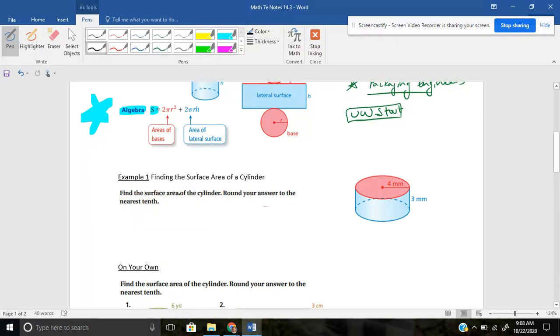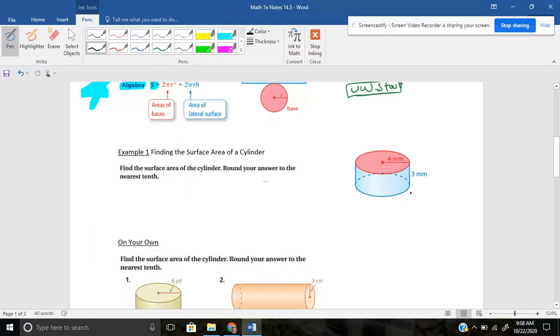So example 1 says, find the surface area of the cylinder and round your answer to the nearest tenth. So I'm probably going to be using 3.14 for pi, but I'll show you how I do that as well. First, I'm going to write down the surface area is equal to 2 pi times radius squared. That's the area of my bases, plus 2 pi r times my height. That'll be my lateral surface. Okay, so I'll try to color code it here so it's similar.